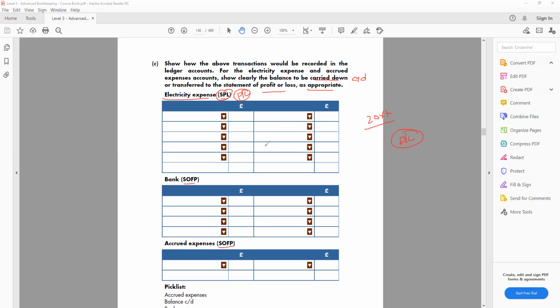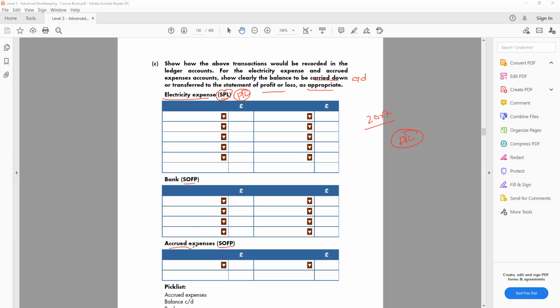From here, what happened? For the electricity expense, obviously we paid some electricity bills during the year, and after that some electricity bill was accrued. So we have to record this here, and we're going to see how we record it. The next one, from the bank, we're going to see how much money you have paid from the bank, and how much money is still accrued, we're going to see from the accrued expense account. So let's have a look at that.